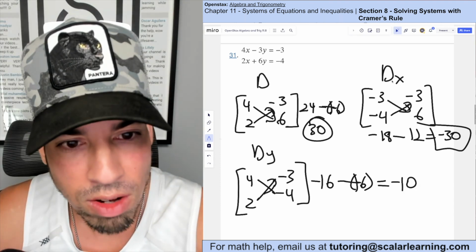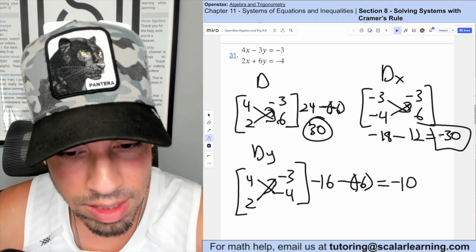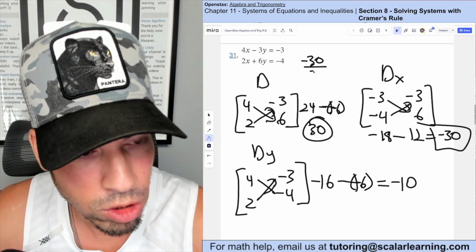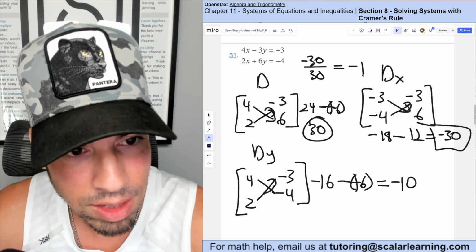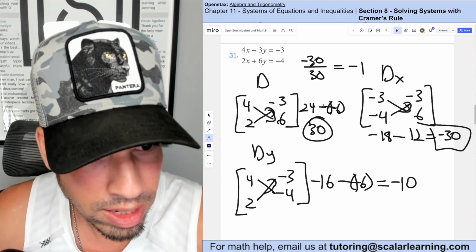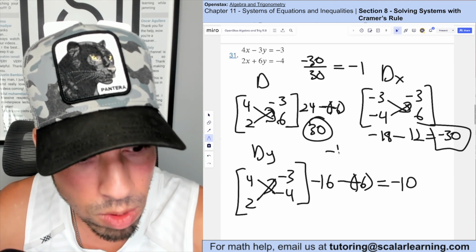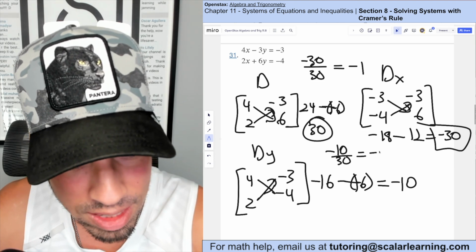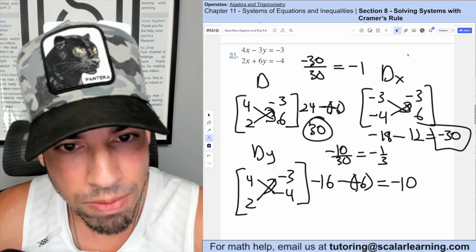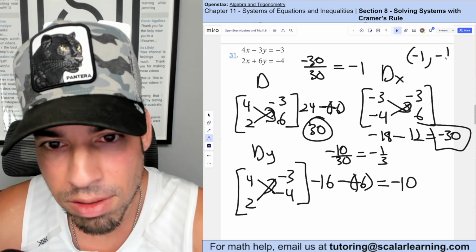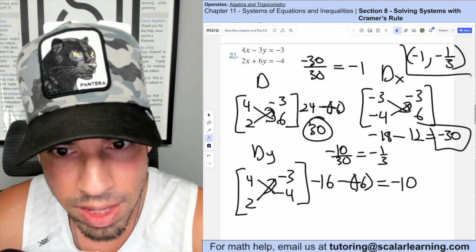Okay. Now to get x, we take the dx, right? -30 over the original d, which is 30, and that gives us a -1 for x. And then for the y, we take -10, this one, dy, over the d, which is 30, and we get -1/3. So our final answer in coordinate form is -1 for x, -1/3 for y. That's how you do it.